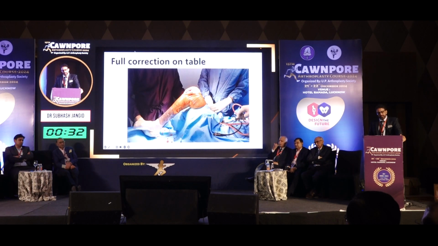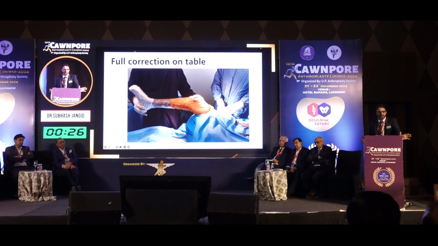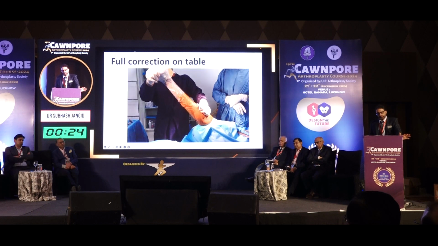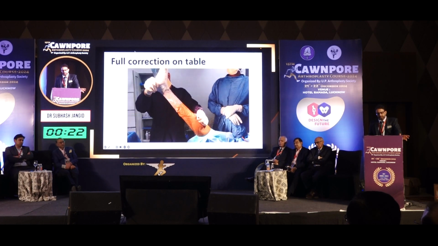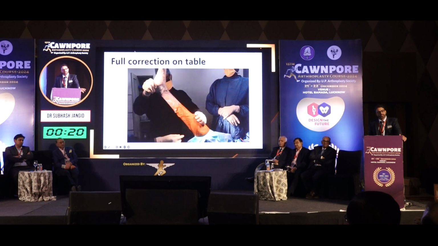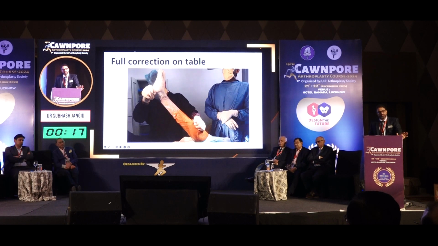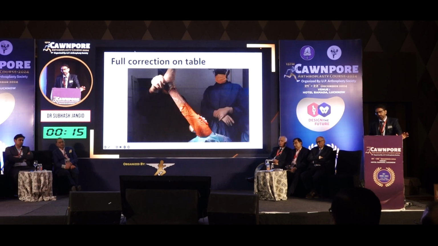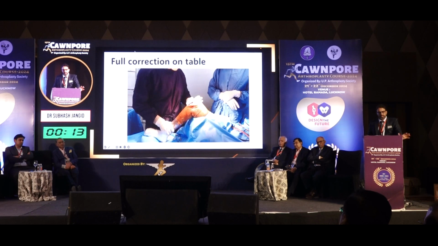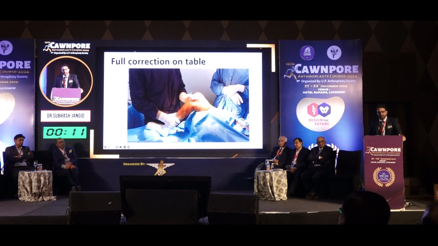The other thing is a full correction on the table, because the PCL is there on the back side and will not allow any kind of stretching later on. So it has to be fully corrected on the table, usually without any kind of extra pressure. It is very important to have a full correction for a CR knee, because it's not going to stretch later on. It will rather become further tight with time.